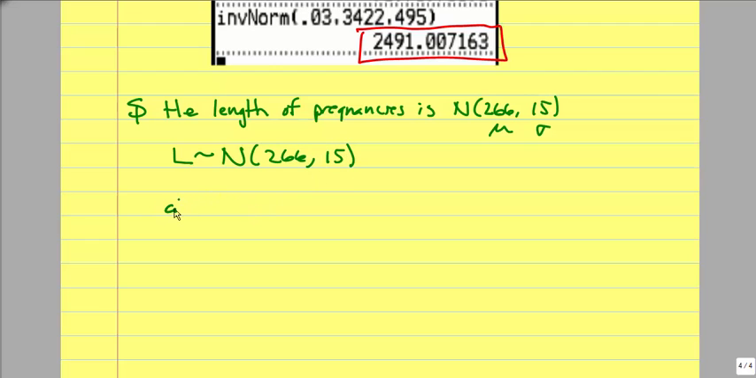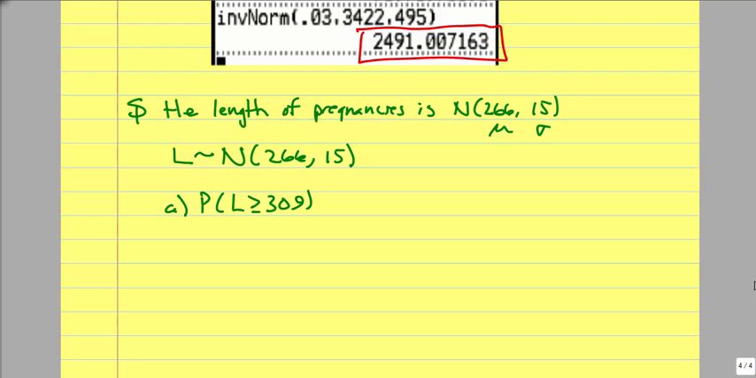Okay, so let's go ahead and break this up into two parts. Our first part, A, says find the probability of a pregnancy lasting 309 days or longer. So what's the probability that a pregnancy lasts more than 309 days or longer? There could be a greater than or a greater than or equal to here, but it actually doesn't matter whether there's an equal sign, because for a continuous distribution, there's no area above a single point on a curve.